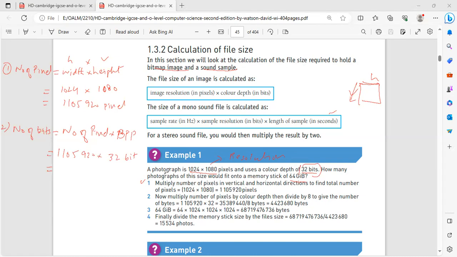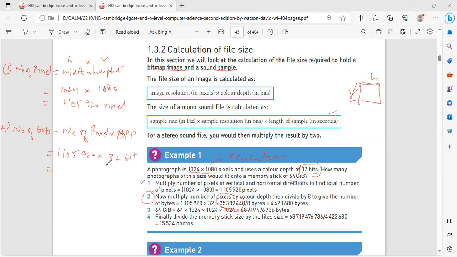Okay. I will do this step 2 in 2 steps. They have done it in 1 step. Then divide by 8 to give the number of bytes. So you will get this number of bits. Okay. This one. Only this.